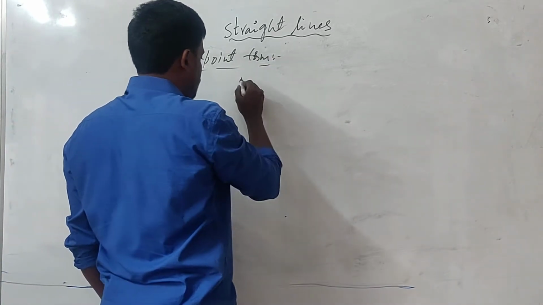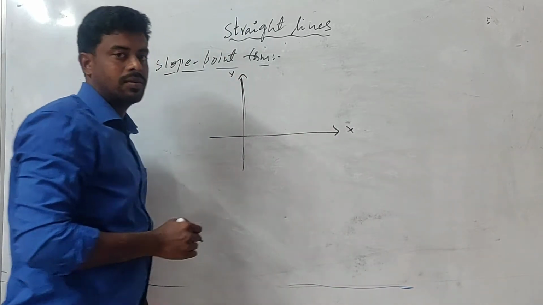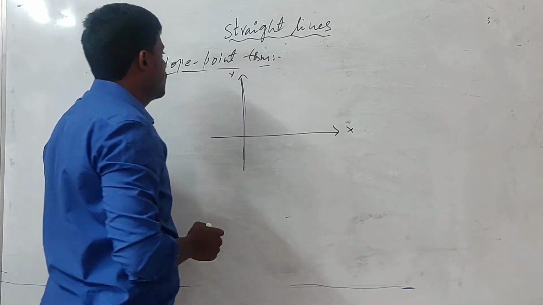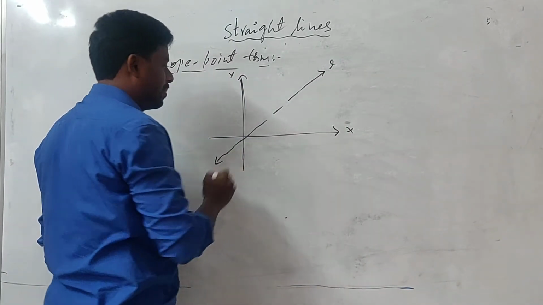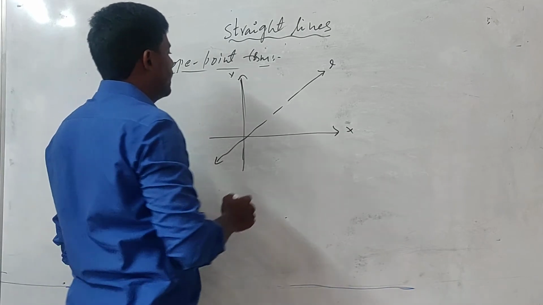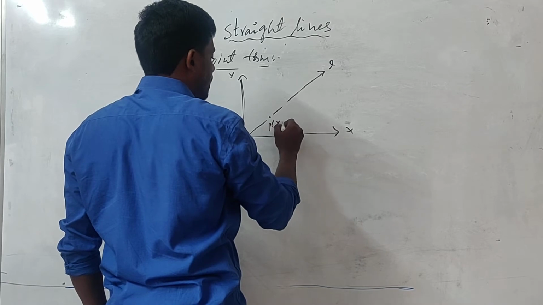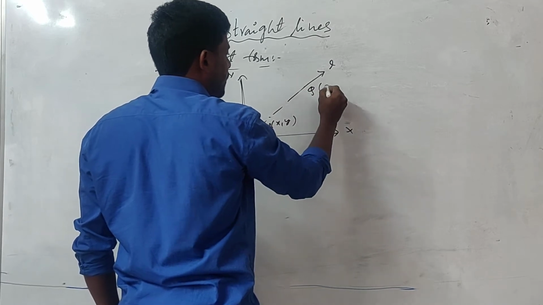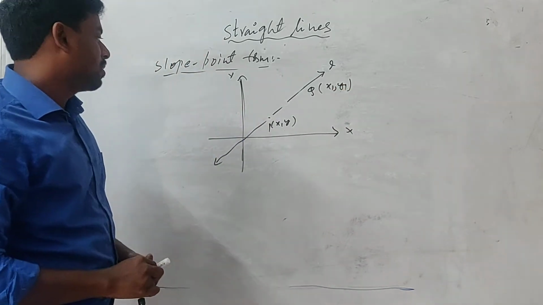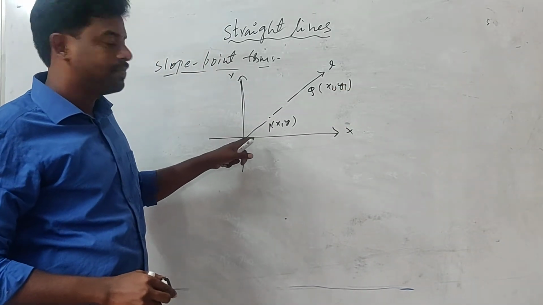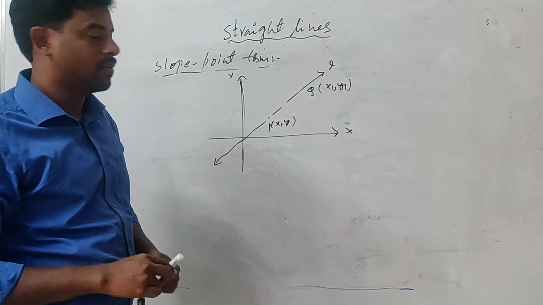Same again. Let us take the coordinate axes, x axis and y axis. Let L be a line which is passing through the coordinate axes, not through the origin. Let us take two points on it, P of x comma y and P of x1 comma y1.